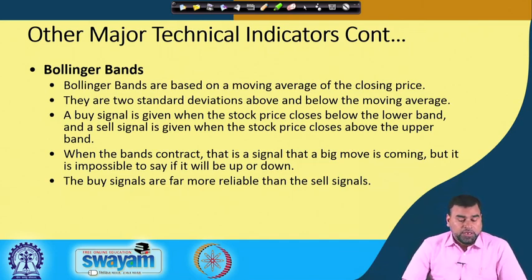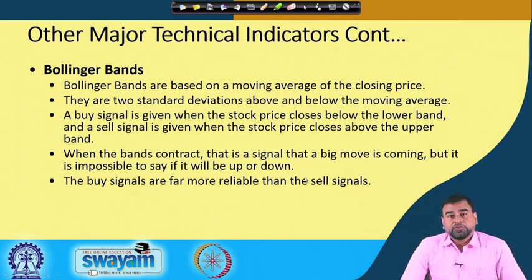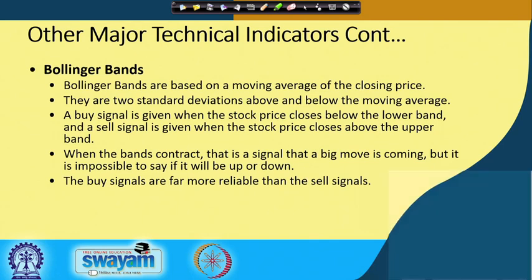But whenever any technical analyst uses the Bollinger Band, the buy signals are far more reliable than the sell signals. So, anybody who wants to invest using this Bollinger Band, if they are going for buying the stocks, then this particular band is more reliable than if somebody wants to invest in terms of selling. So, this is basically technical analysis.